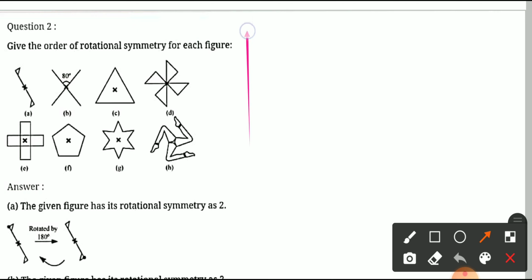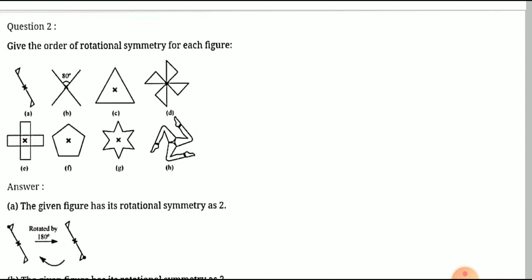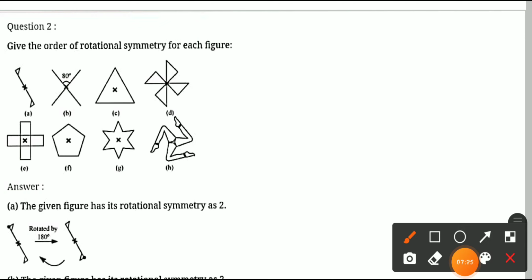Okay, suppose I'm starting from here. So from here to here, it is 180 degree. Understand? You can imagine a clock: from 12 to 6, it forms an angle of 180 degree, or from 3 to 9 it forms an angle of 180 degree. Okay, so the first question has an order of 2. Next, the given figure has its rotational symmetry of order 2. So the second one has the order as 2.